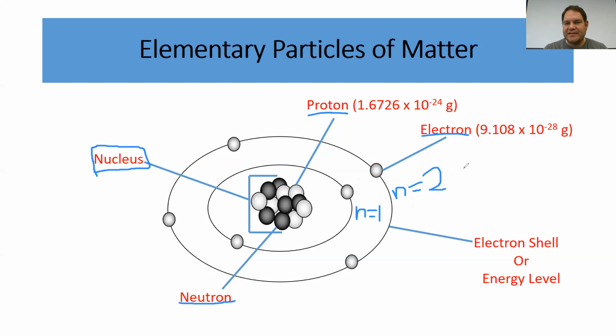Now, as far as the scale or size of an electron, the mass of an electron has been found to be 9.108 times 10 to the negative 28 grams. That's much smaller than a proton, much smaller. In fact, you might want to write this down, a proton is roughly 2,000 times larger than an electron.